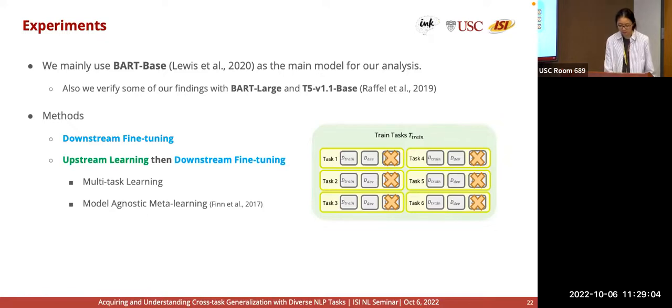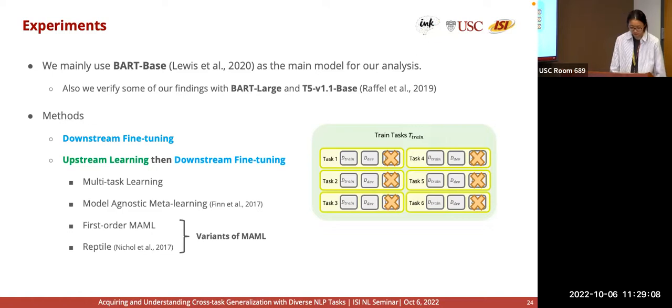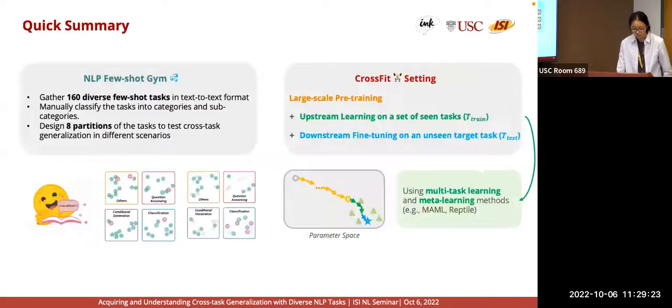And some other methods we include in our comparison are some popular meta learning algorithms like MAML or the first-order variants. Due to the time limit, I'm not going to introduce them in detail. Okay, quick summary. We have our data, a set of diverse tasks, partitioned into different train and test sets.